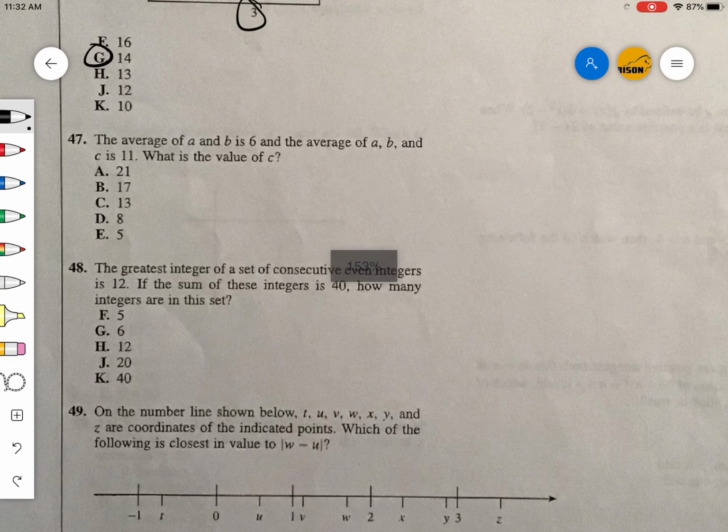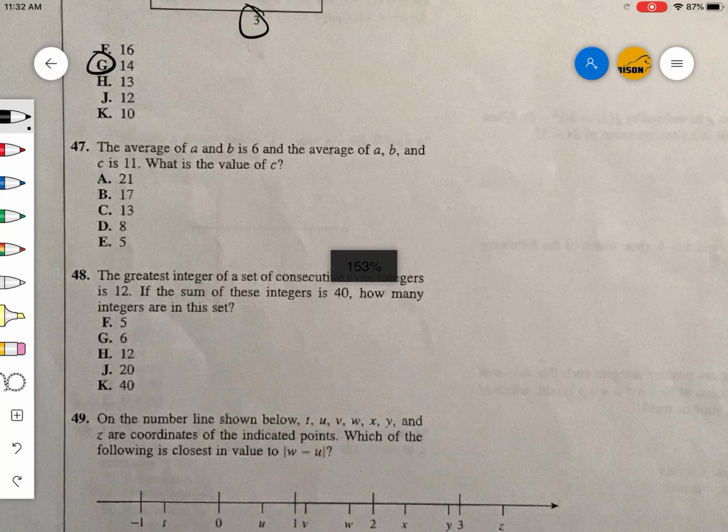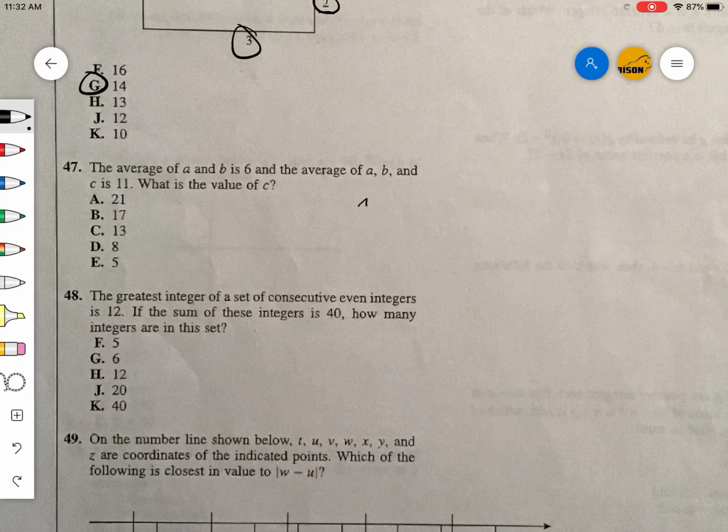47. The average of A and B is 6, and the average of A, B, and C is 11. What's the value of C? So I remember talking about averages, and the best way that I like to do averages is to just make those values whatever that number is. So if the average of A and B is 6, then make A 6 and B 6, okay? Because the average of those two numbers is definitely 6.